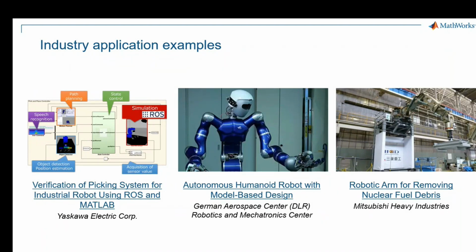I will let you take a look at their user stories later, but a very interesting one, for example, is the German Aerospace Center that developed all the blocks that we mentioned so far. So perception, path planning, calibration, and control with MATLAB and Simulink for this robot called Justin, this humanoid robot that we see here in the middle.